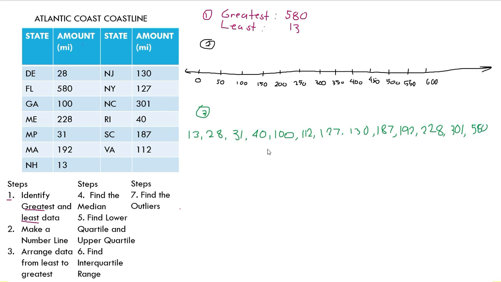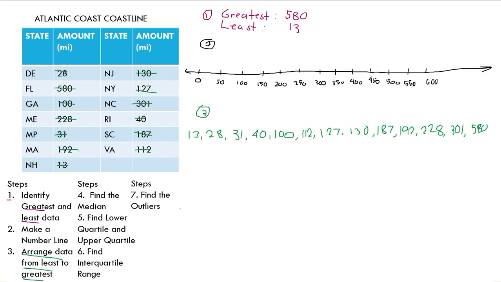So if you want to check if you covered all the numbers, we could look back and check them. So 13 is done, 28, 31, 40, 100, 112, 127, 130, and then 187, 192, 228, 301, and 580. So we covered all the numbers. The next step is similar to the ones we did. Actually, this is really the same as finding interquartile and outliers.